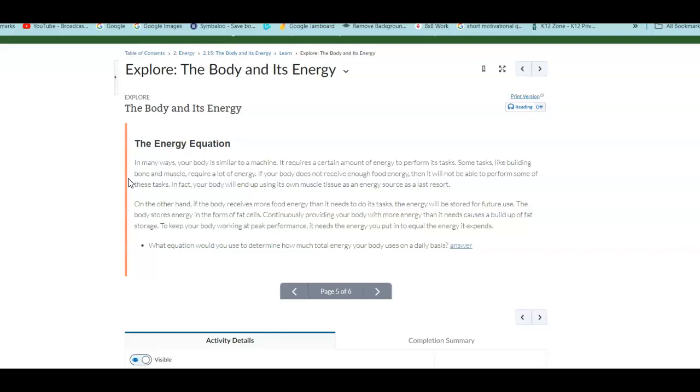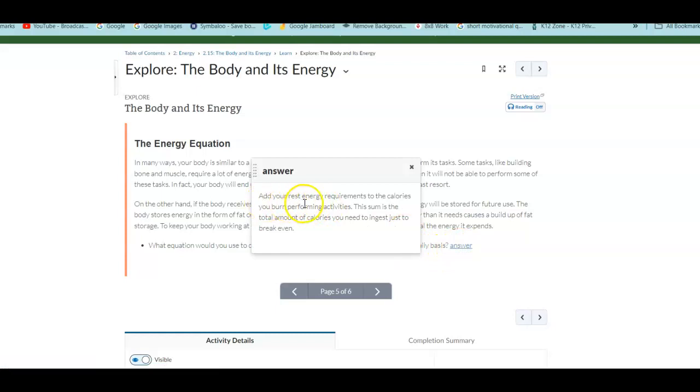So to keep your body working at peak performance, it needs the energy that you put in to equal the energy it expends. So this is your guiding question: what equation would you use to determine how much total energy your body uses on a daily basis? You would take your resting energy requirements that we did earlier, and then add that to your burn performing activities. And this is the sum, the total amount of calories you need to ingest just to break even.